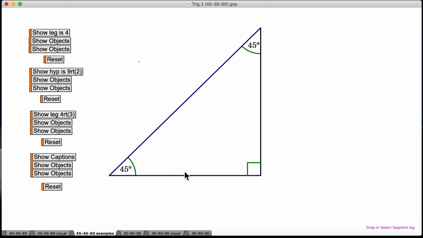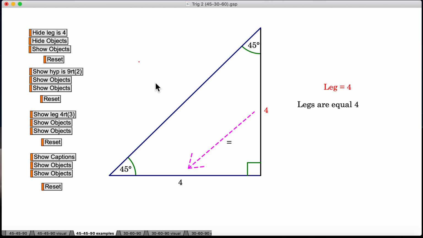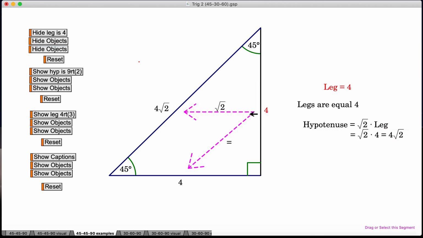So let's do some examples here. So here's a 45, 45, 90. Remember, it has to be a right triangle, and it has to have a 45-degree angle. If one leg is 4, and I want to find out what the other sides are, going to the other leg, they're equal, so I just put a 4 there. And then if I want to go to the hypotenuse, I must multiply it by root 2, so the hypotenuse is 4 root 2. That's all you have to do.